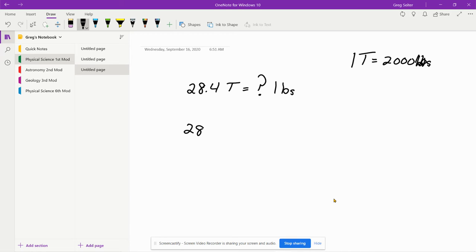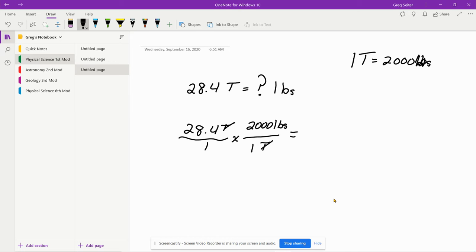So 28.4 tons over 1 times, and we're going to plug in our conversion factor. We want to get rid of tons. Tons will go on the bottom. 1 ton is 2,000 pounds. Now, cancel our units, get rid of tons. Remember, again, whatever's on top here, you want to put on the bottom over here.